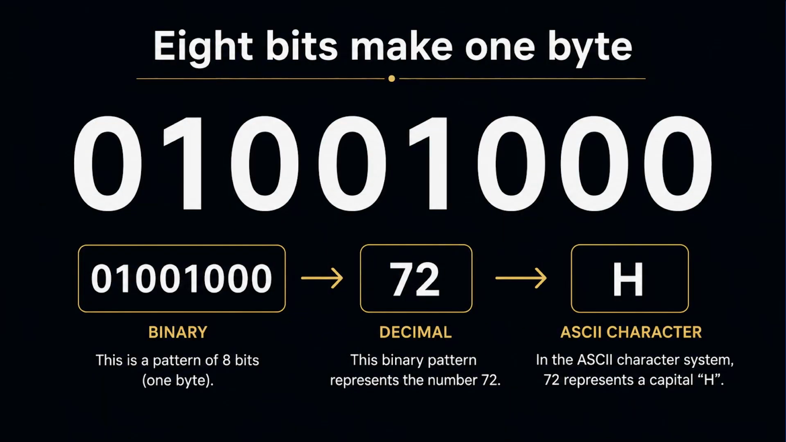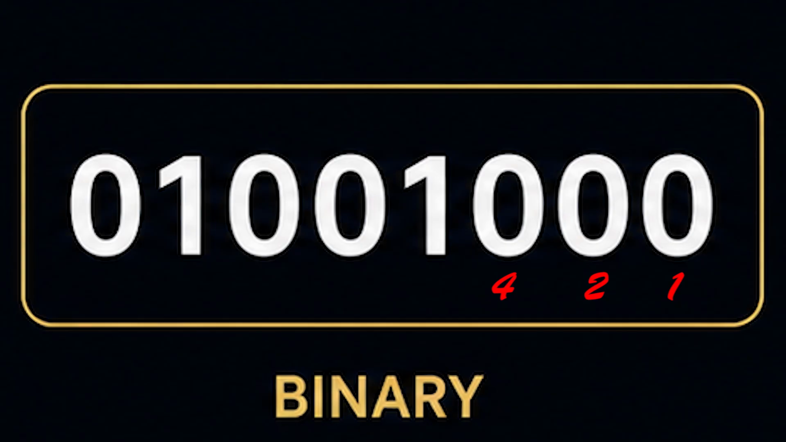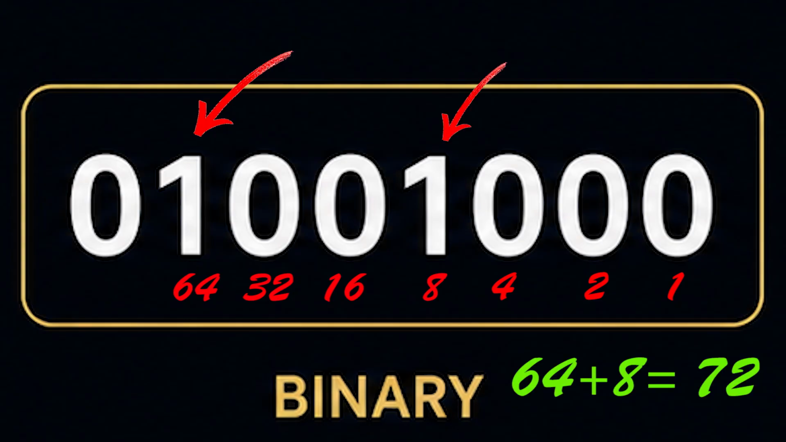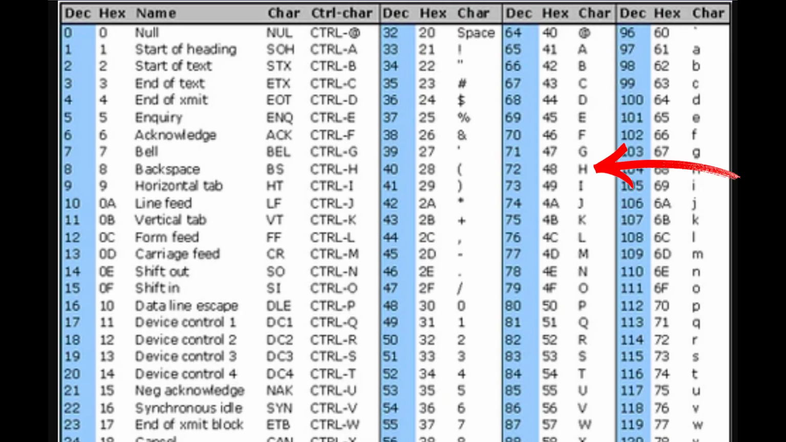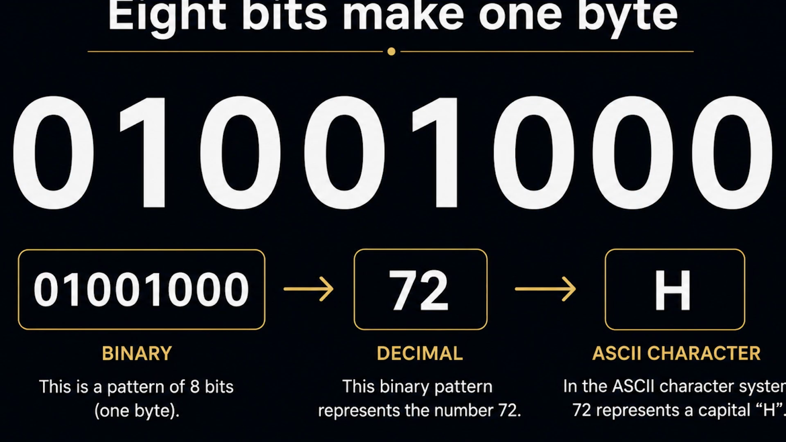8 bits makes up 1 byte. This pattern represents the number 72. 1, 2, 4, 8, 16, 32, 64. Here's 64 plus 8 is 72. And in the ASCII character system, 72 represents the capital H. So here are 3 different ways of showing the same underlying value.